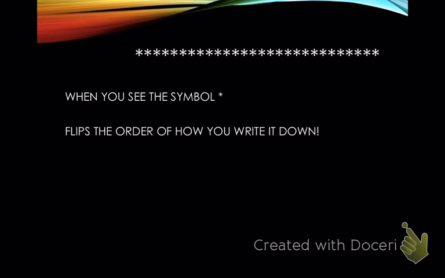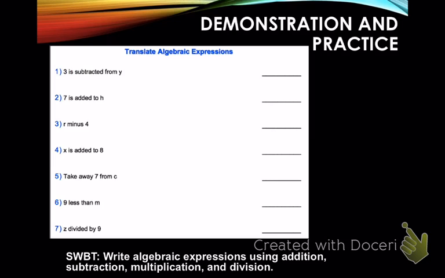Moving on. Okay, we already talked about the symbol. We're going to get started. This is what our goal was. At the beginning of the video, we said we needed to be able to write algebraic expressions using addition, subtraction, multiplication, and division. Right now, you need to grab worksheet number 1 because worksheet number 1 is two-sided. I'm going to give you the first 7 answers. You need to follow along with me. Pause the video and then come back as soon as you're ready because we're going to get started.